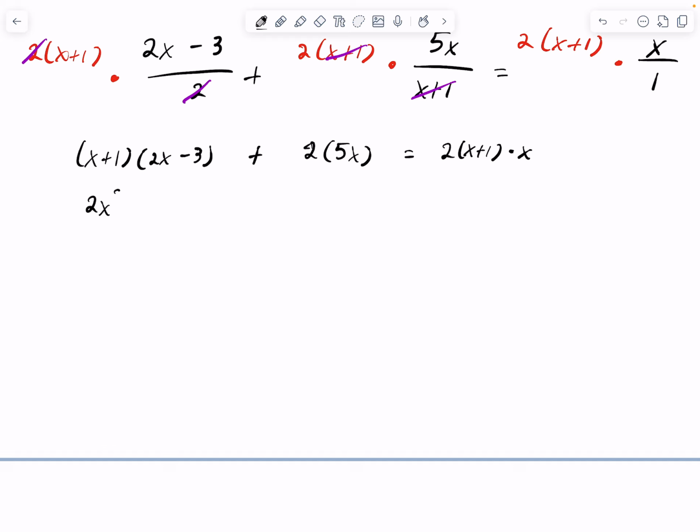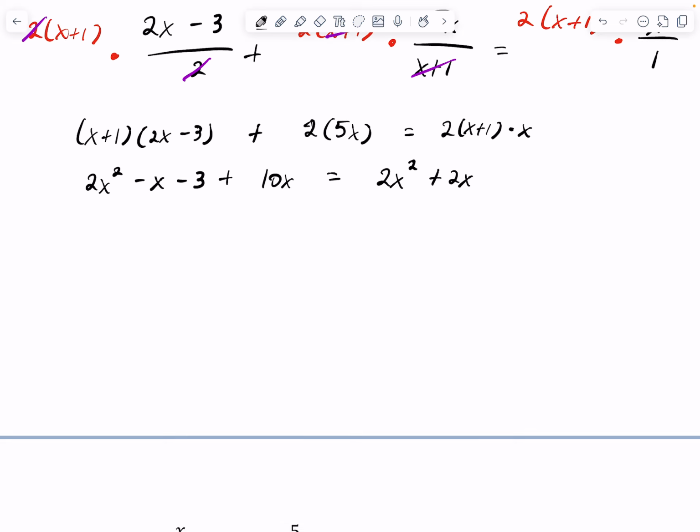I get 2x squared minus, let's see, minus 3x plus 2x is going to be minus 1x, and then minus 3, plus, this will be 10x, equals, I'm going to do all this together, right? So the x times x is x squared, but times 2 is 2x squared. The x times 1 is x, times 2 gives me 2x. Now this becomes a quadratic equation.